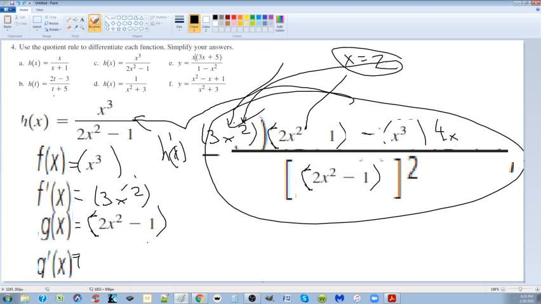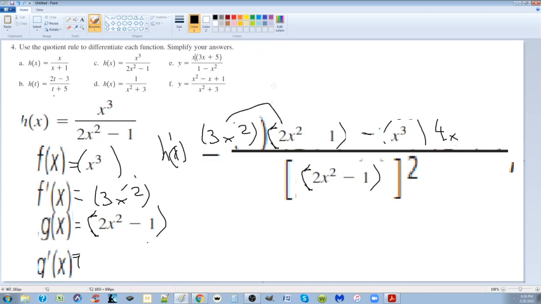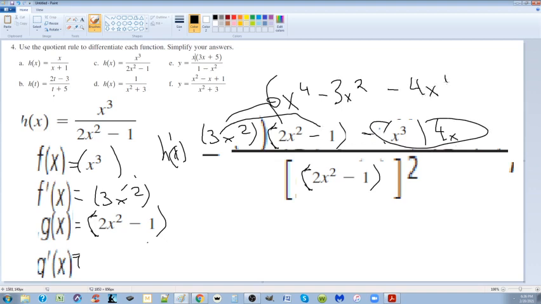We're going to leave the bottom as it is because it's pretty simplified. And we're just going to expand the top. Okay? 6x to the 4, and that was a minus. Always just look back at your original equation. Minus 3x squared minus 4x to the 4.